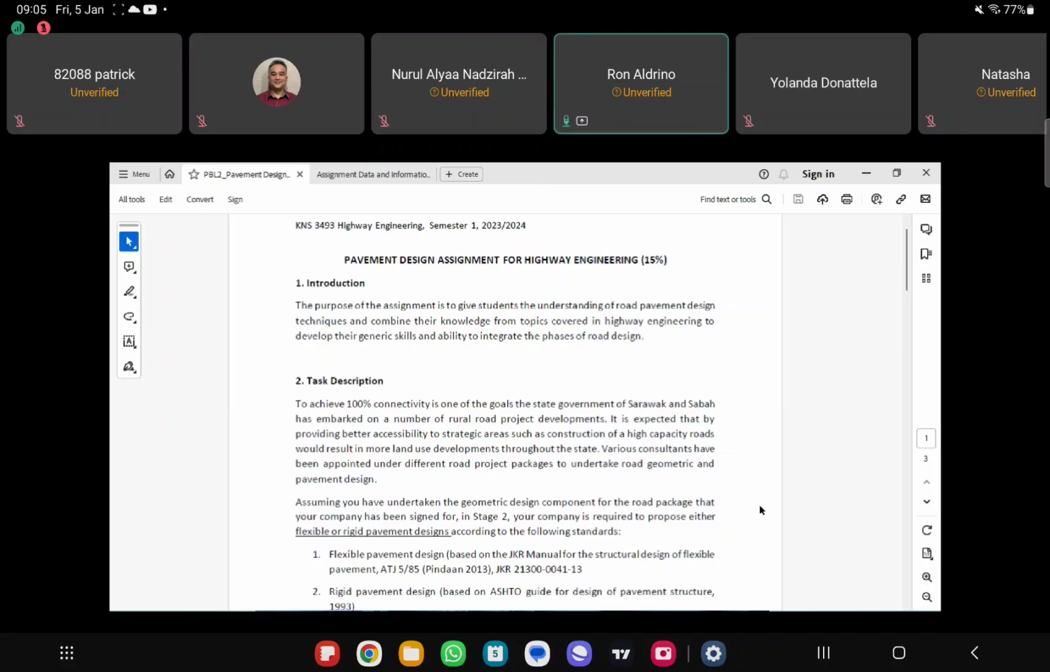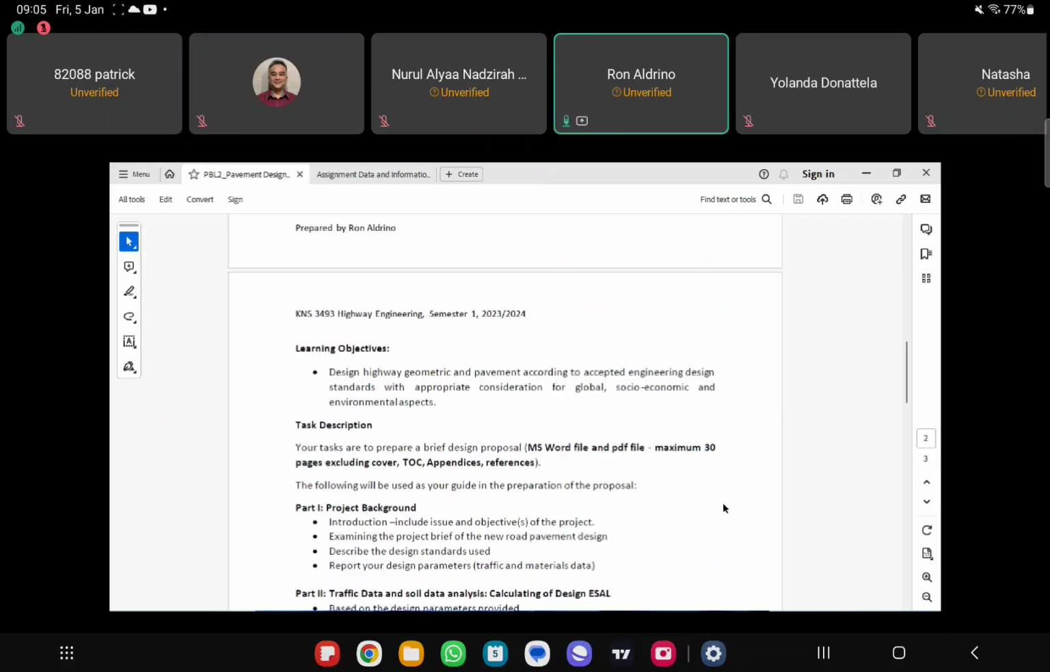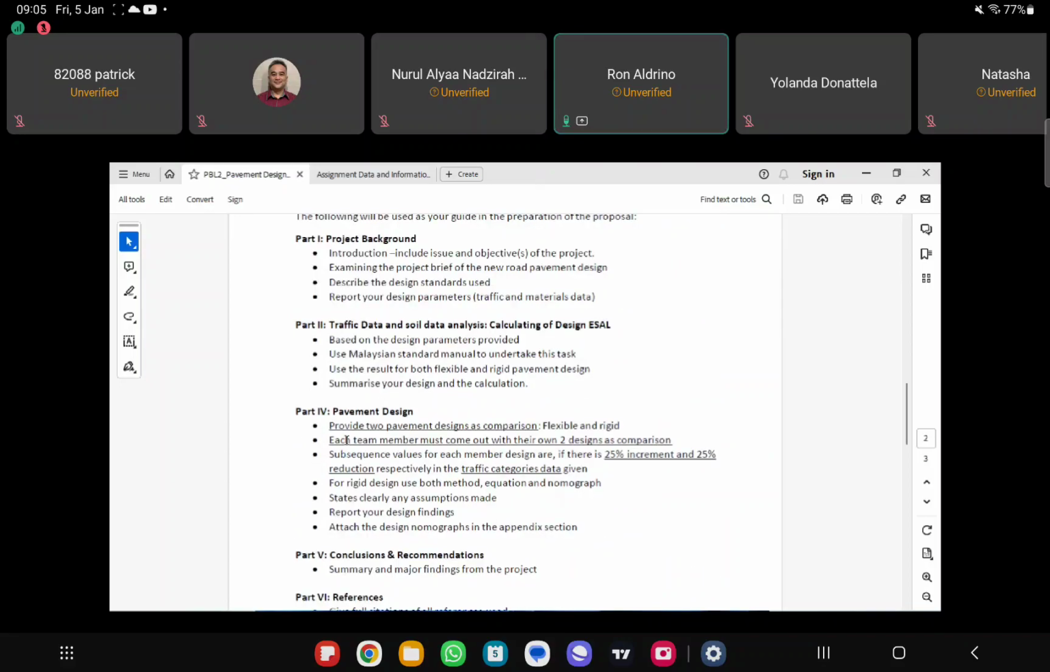Yes, you need to have the discussion part as well. This part should be under this one as well. Okay, part 3, pavement design. Every single part needs a discussion. You have to put in some discussion, especially, for example, using the results of the traffic data analysis.